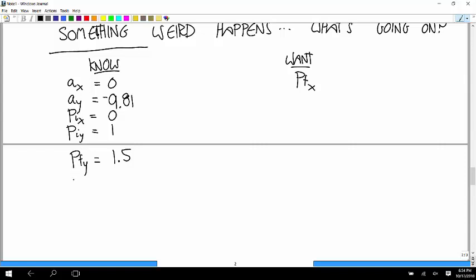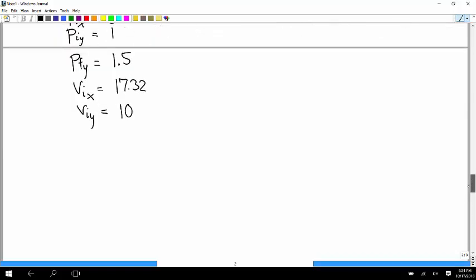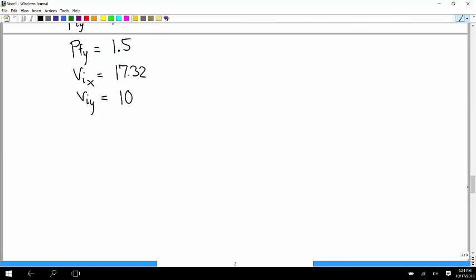The initial velocity, VIX, is 17.32. VIY is 10. And we're going to act like we don't know the final velocity. Okay, so there's no equation that lets us solve for PFX. So we try to find TF first.